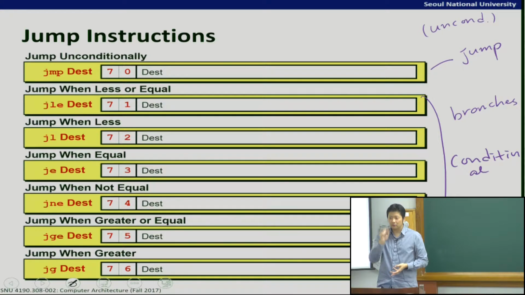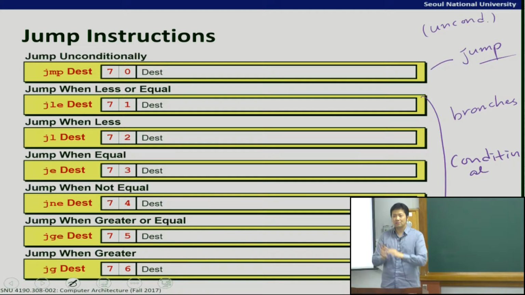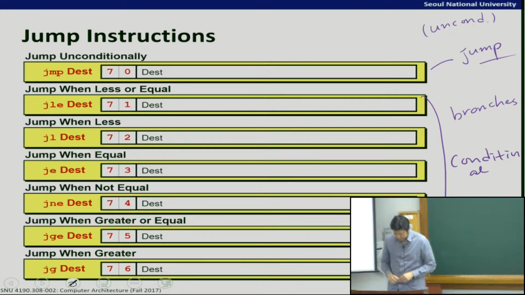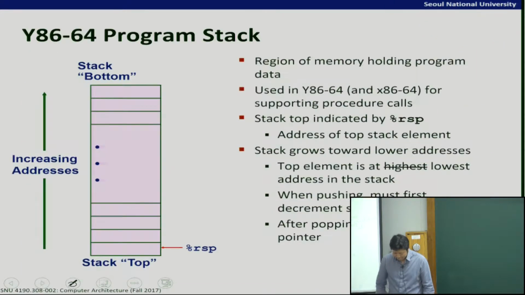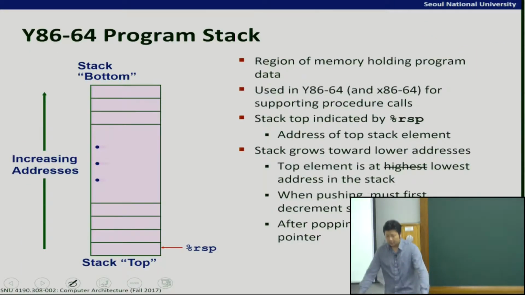But an unconditional jump is not really a branch, right? Because whenever you hit upon this instruction, you always have to go. There's no divergence of control. So this one is called a jump or unconditional jump. And these other instructions are called branches because it's a branching pattern.